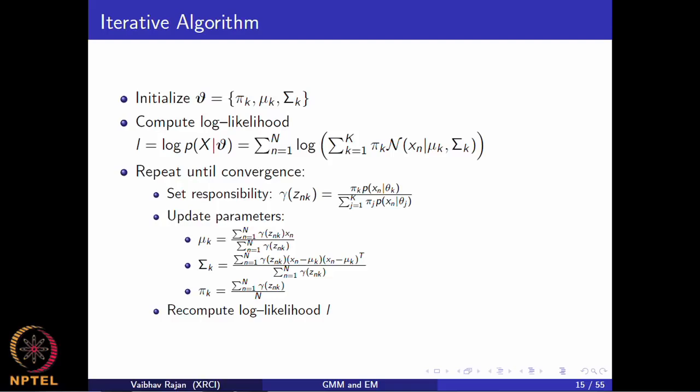Now this looks very ad hoc, but it is actually theoretically quite sound. The reason why this is a good thing to do is that we will show that this is guaranteed to increase the likelihood at every iteration, and we will see that when we understand how EM works. So this turns out to be actually an instance of the EM algorithm, which is very intuitive.